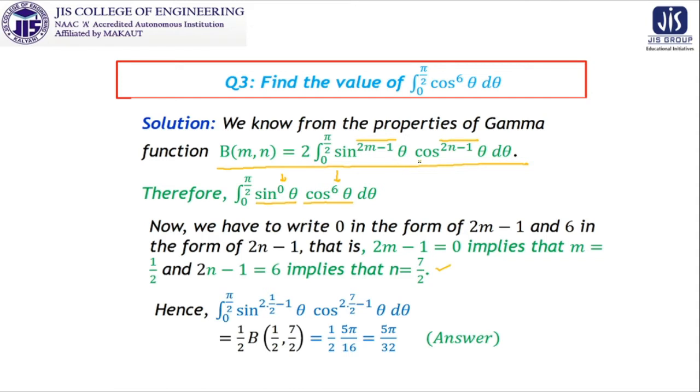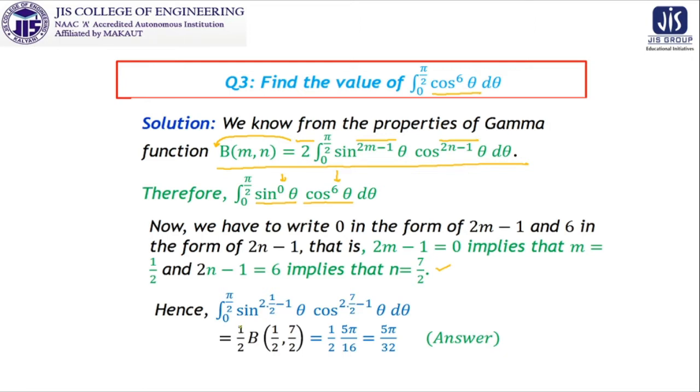So this problem can be written as the integral from 0 to pi by 2 of sine to the power (2 into half minus 1) theta, cos to the power (2 into 7 by 2 minus 1) theta d theta. And we know this structure. If I take this 2 to the left hand side, then this result will be half beta m n. So we can write it here half beta. What is m? Half. And what is n?